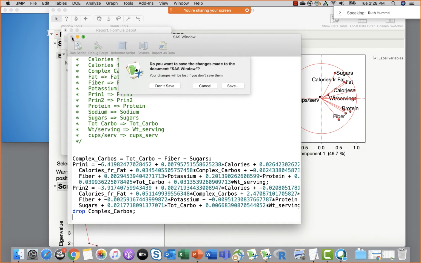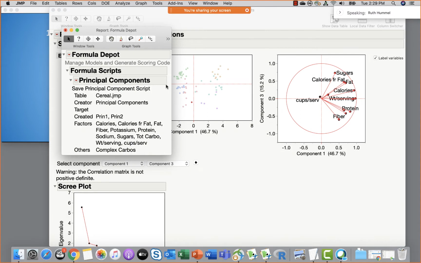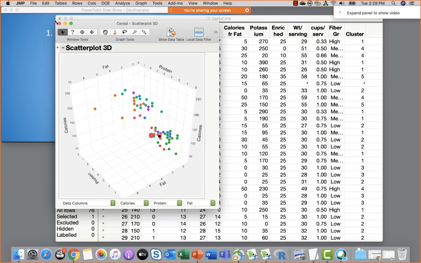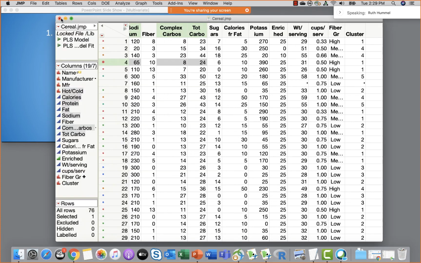Principal components can be useful for this dimension reduction, but a lot of times people are using it as a stepping stone on the way to a factor analysis. So I'm going to close this data set and we're going to move into another data set, which is more the type of data that you'd have when you're trying to do a factor analysis.